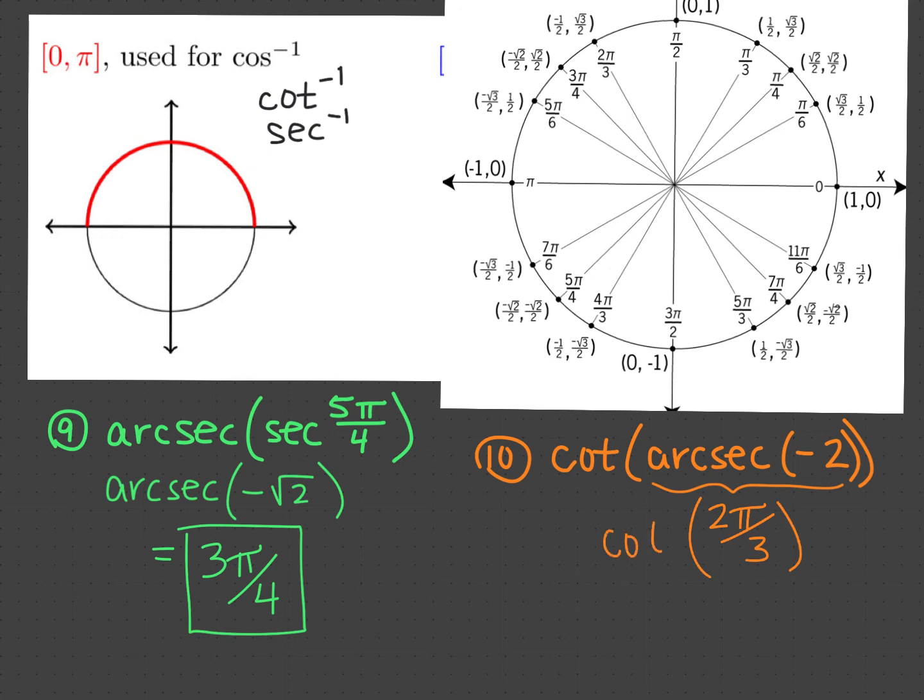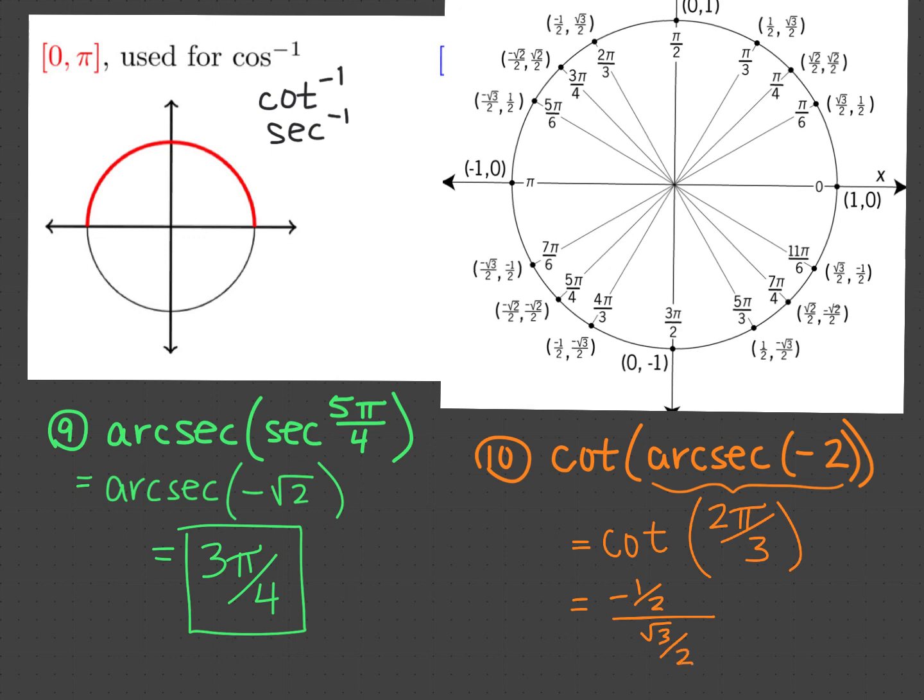So now this problem's asking us to find the cotangent of 2 pi over 3. Well, how do we find cotangent? To find cotangent, we take the cosine divided by the sine, or you can look at it as taking the x coordinate divided by the y coordinate at 2 pi over 3, which is what I will do. So at 2 pi over 3, our x coordinate is negative 1/2, and our y coordinate is positive root 3 over 2.